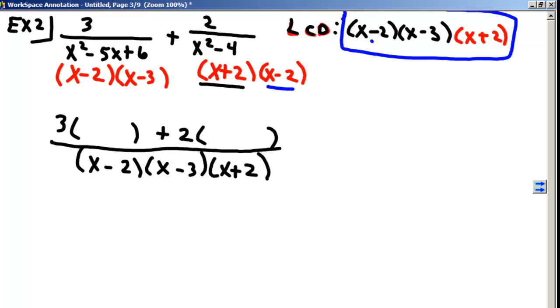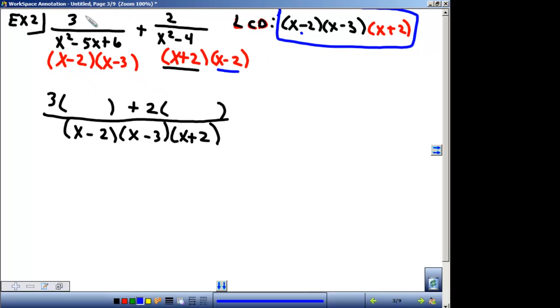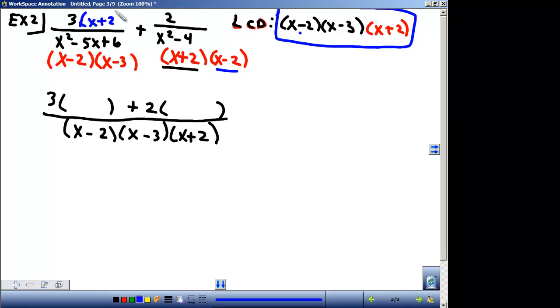Now I need to look at my denominators. In the original denominator of the first expression, I am missing an x plus 2. So I need to multiply top and bottom by x plus 2. So that is what goes in the parentheses here. In the second expression, I'm missing an x minus 3. So we multiply both top and bottom by x minus 3.